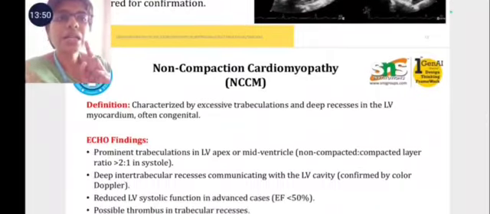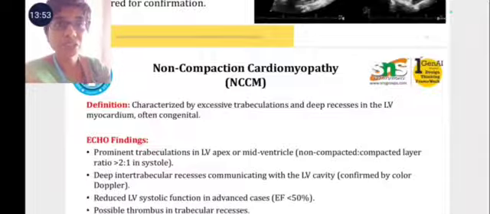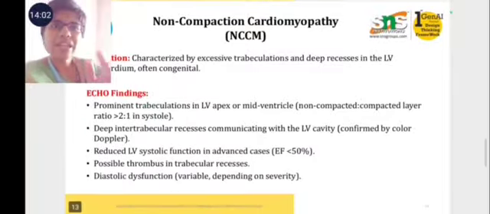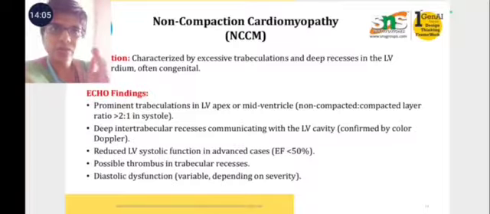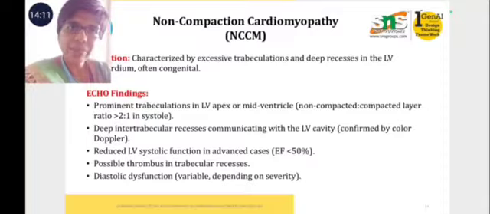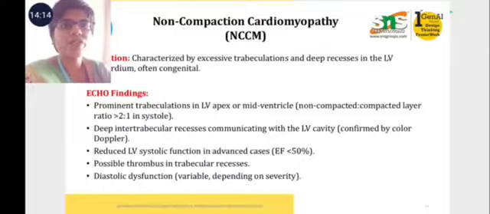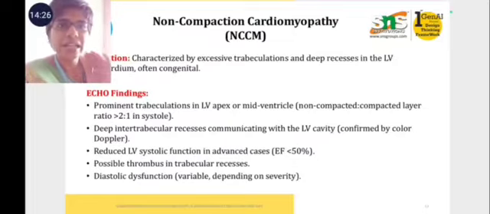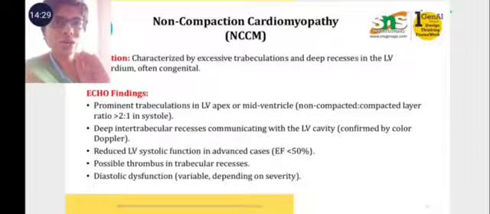And last one is non-compaction cardiomyopathy, which means excessive trabeculations and deep recesses in the LV myocardium. Excess trabeculation. LV normally has comparatively fewer trabeculae than RV. Here in non-compaction of LV, there are numerous trabeculations present. Echo findings are prominent trabeculations in LV apex, mid ventricle, deep intertrabecular recesses communicating with the LV cavity, and reduced LV systolic function. So LV function gets reduced, the EF is about less than 50%.